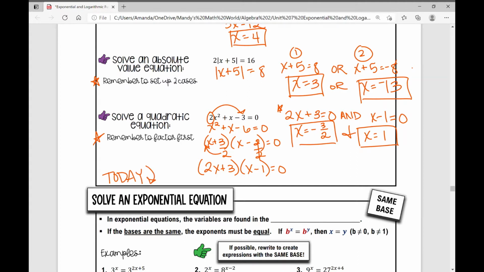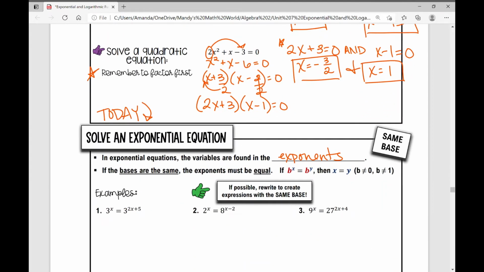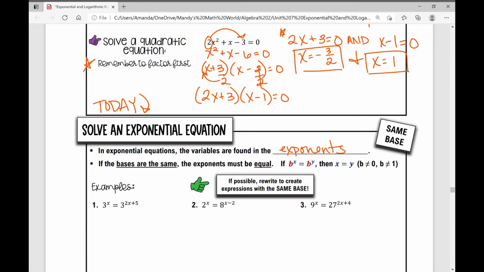What is an exponential equation? So in an exponential equation, the variables are found in the exponents. So if you see that like x variable as an exponent, that's an exponential equation. And in this first type of exponential equation, we're going to be looking at equations that have the same bases. Okay, so if the bases are the same, then the exponents must be equal. So if you think about it, if b to the power of x equals b to the power of y, then x must equal y.